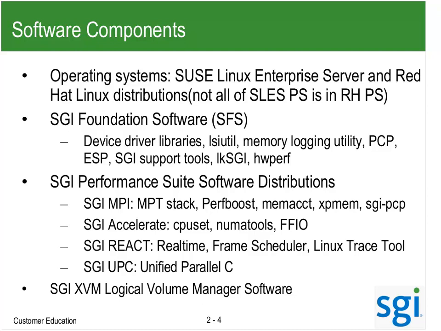It has LSI util, memory logging utilities, the memlog stuff. Performance Copilot is mostly on the foundation CD. Now, there is one proprietary package, but we're going to talk about that later. ESP, support tools, the licensing lock daemon, and a thing called HWPerf that during boot creates the /proc/uv type stuff to be able to identify this as a UV system and for the topology command to work.